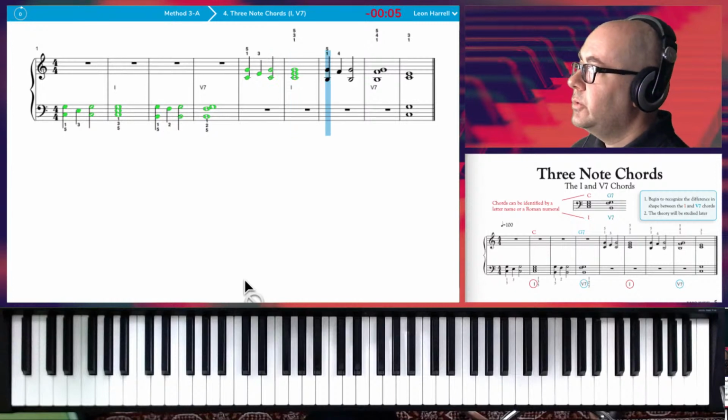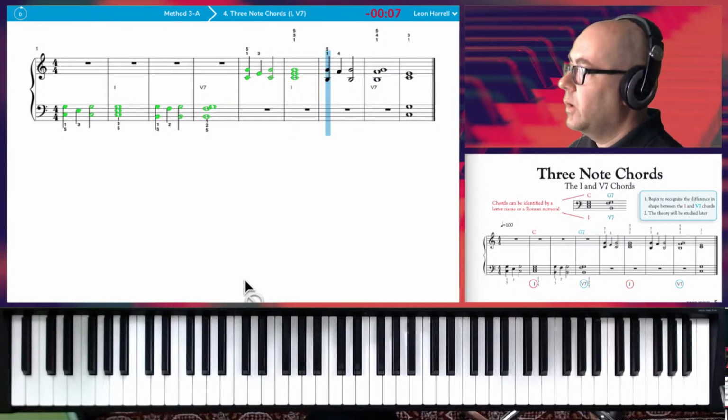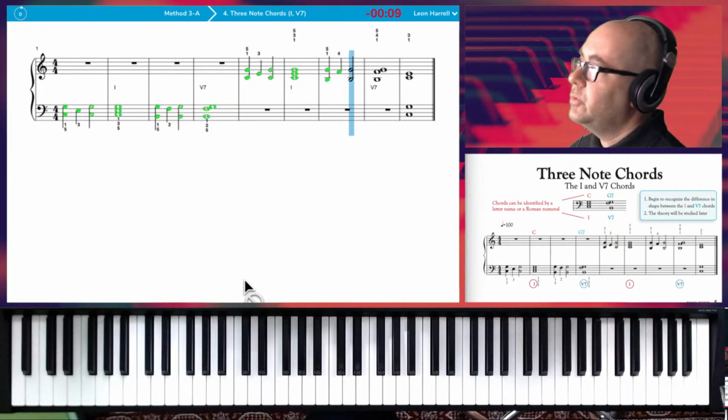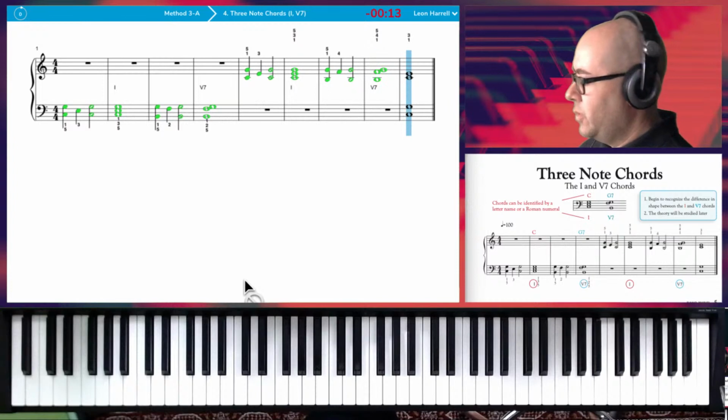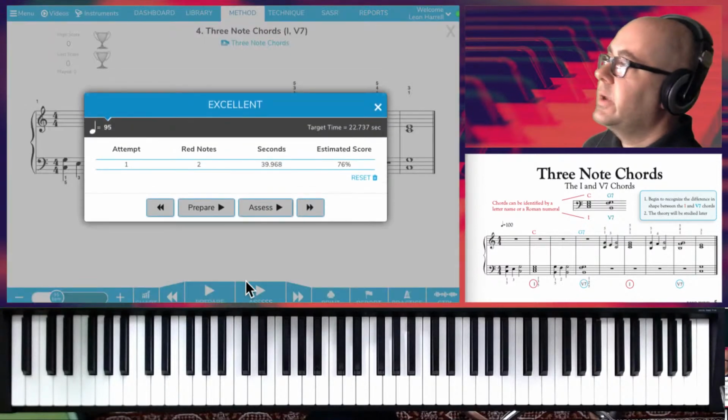1, 2, 3, 4. 1, 2, 3, 4. 1, 2, 3, 4. 1, 2, 3, 4.